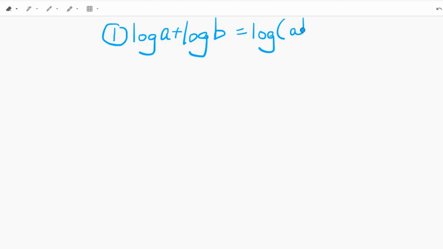So now let's move on to our log identities. In our first law, it states that log a plus log b equals log a times b. So two logs with the same base added together would equal the log of their arguments multiplied together. Firstly, let's let a be equal to 10 to the power of m, and b be equal to 10 to the power of n.